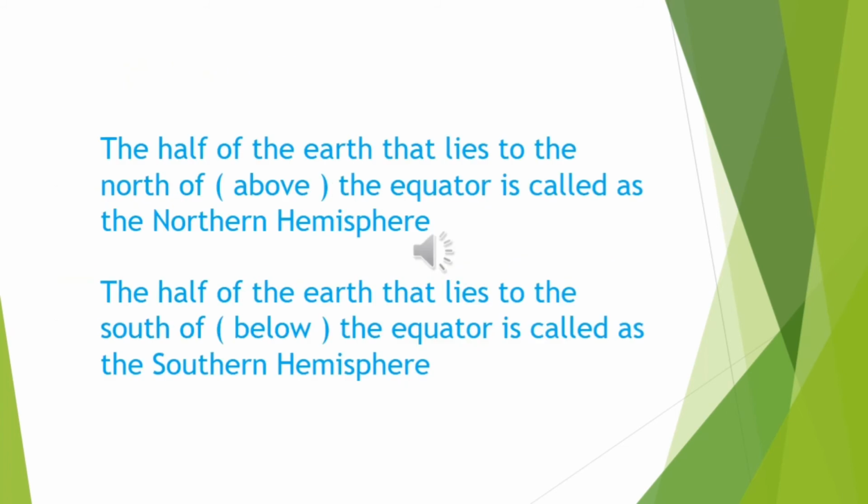Parallels divide the earth into two hemispheres. That is, the half of the earth that lies to the north or above the equator is called the northern hemisphere. The half of the earth that lies to the south or below the equator is called the southern hemisphere.